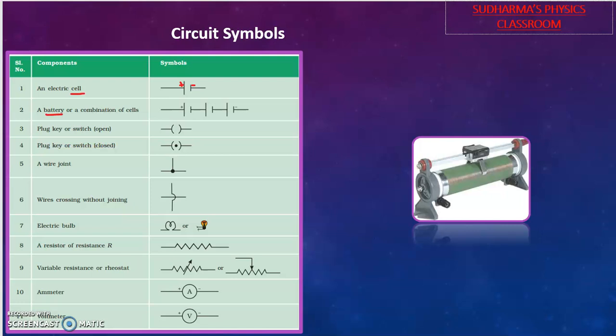Next comes the plug key or the switch. In the switch itself, we have 2 types. One is the open switch and the other one is the closed switch. Open switch means that the switch is open. As usual, we know how a switch works, right? If it is open, then there will not be any current flowing in the circuit. If the switch is closed, definitely the current will be flowing through it.